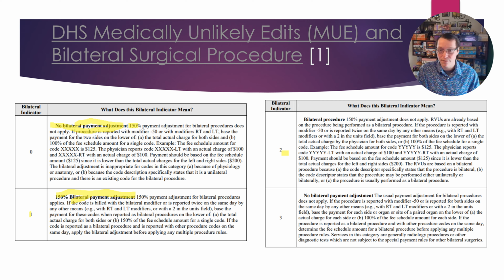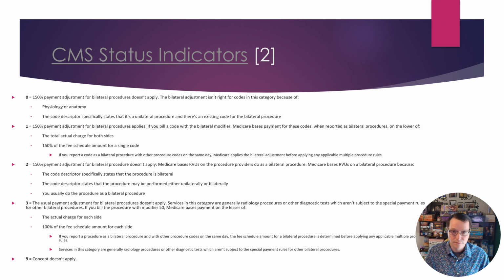So what that means, quite frankly, is the procedure is already set up as a bilateral, or they already set up the value of it to indicate that it's bilateral, so there's no need to indicate it to expect additional payment. And finally, bilateral indicator 3 means no bilateral payment adjustment. This one's most commonly used for radiology orders, where you are expected to report each of them individually because you will get 100% of the payment for each of those individual items.